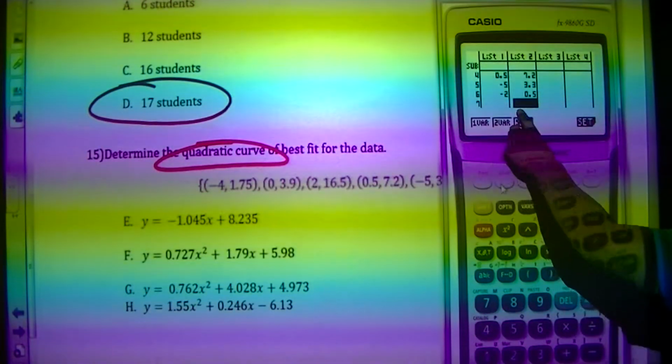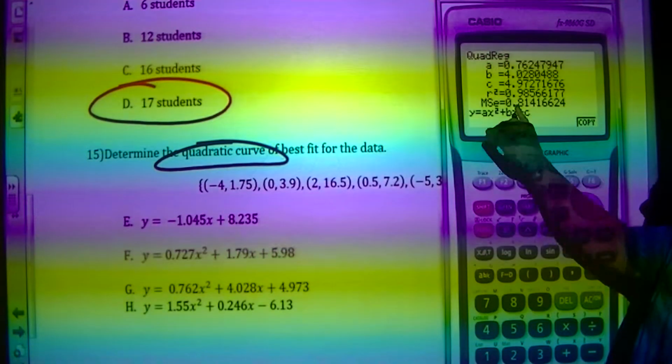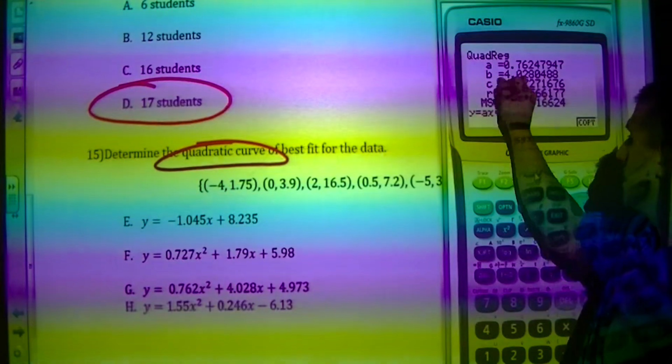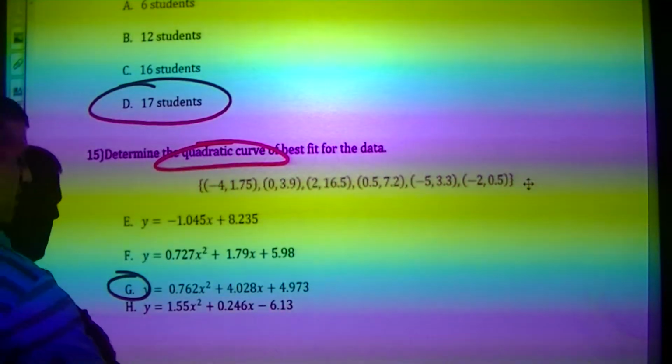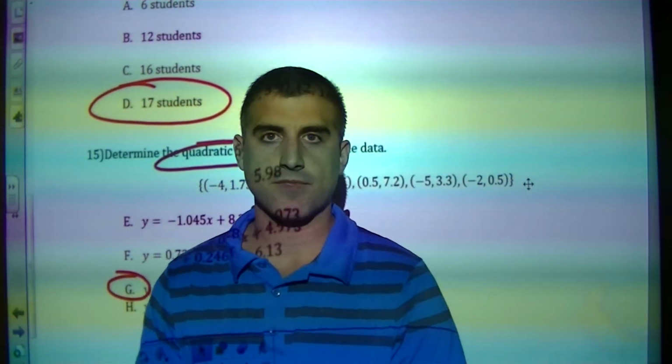Calc, reg, x squared. Which one has 0.76 x squared? These two are close, so I'm going to compare them, but that's no comparison right there. So that's going to end up being your answer. That's number 5. Go ahead and try 5C, and you should do well.